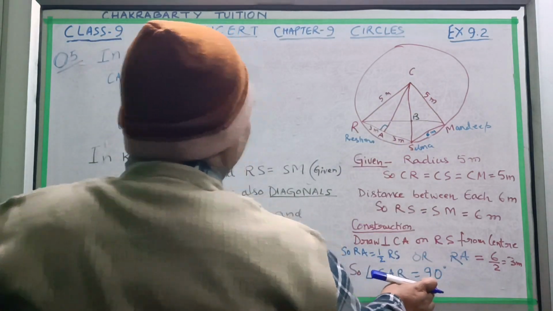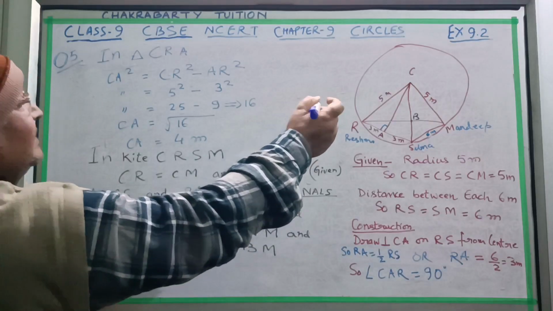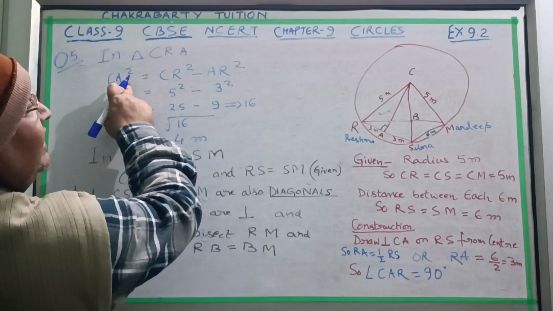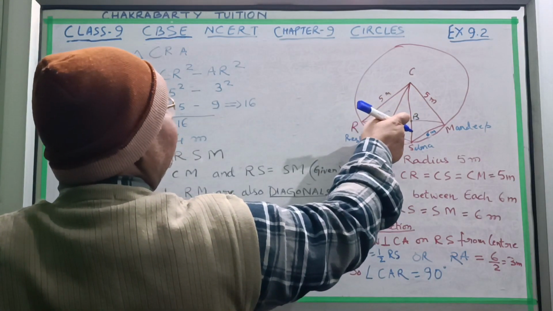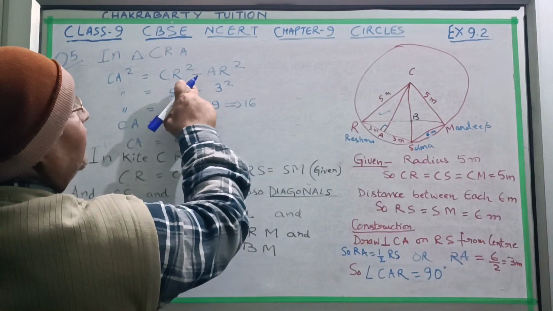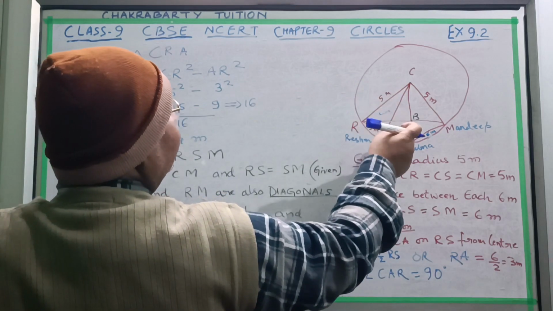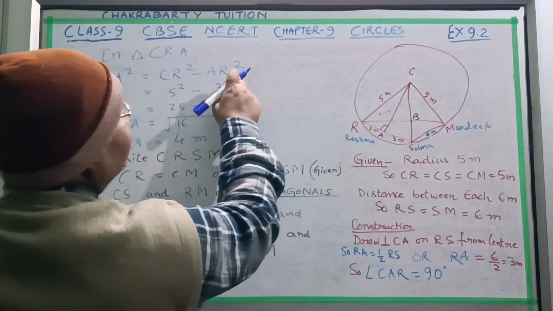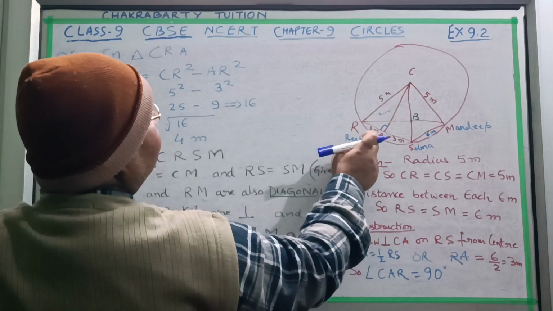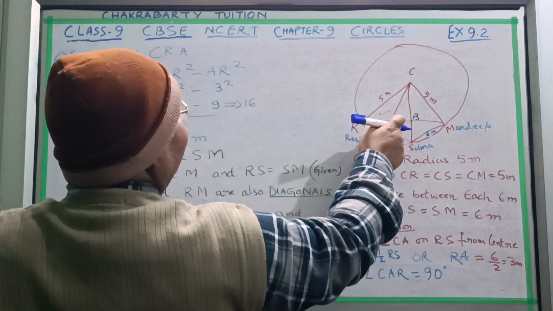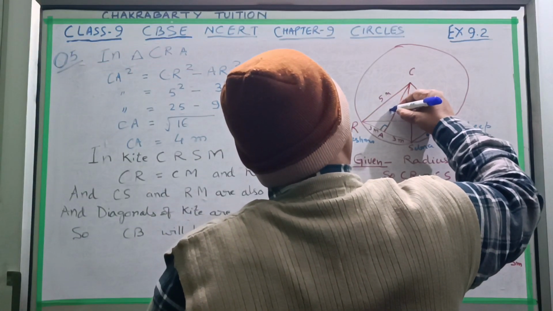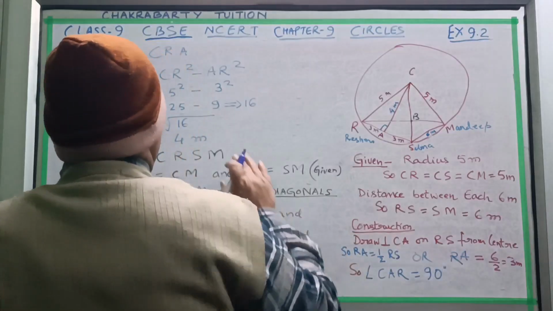Now in triangle CRA, CA is this perpendicular. CA will be equal to the square root of CR, the hypotenuse, squared minus AR, the base, squared. If you solve it, CA will come to 4 meters.